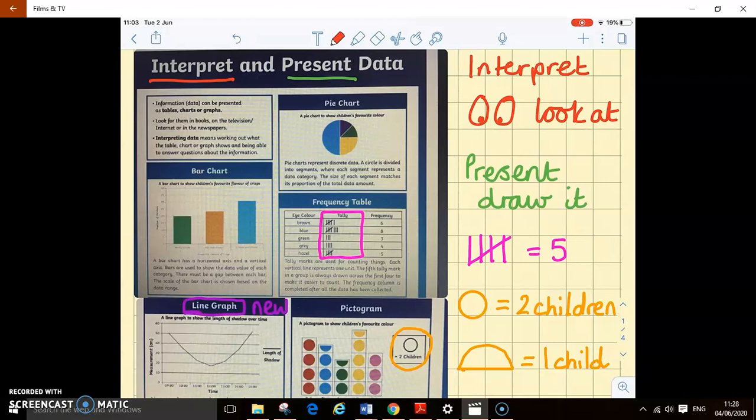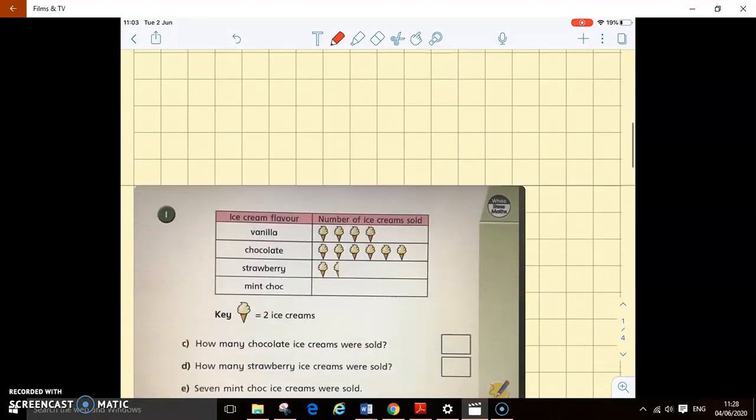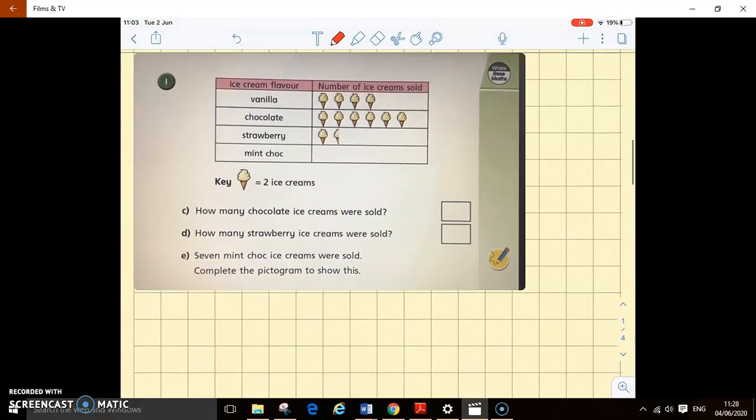We've seen pictograms before, definitely in Year 2, and the important thing with those is we need to think about the key, and I've circled the key here in orange, and we can see that one circle is equal to 2 children. So therefore, if we've got half a circle, if we've got a semicircle, that's going to be half of 2, which is 1. And our new learning is going to be line graphs, so we're going to have a look at those in a lot more detail in session 3.